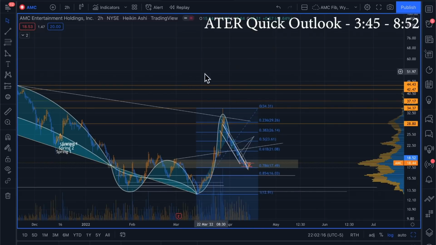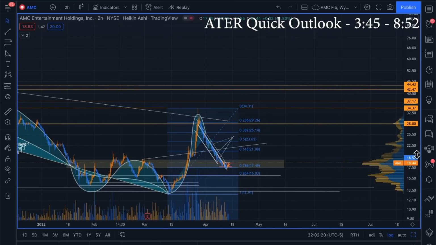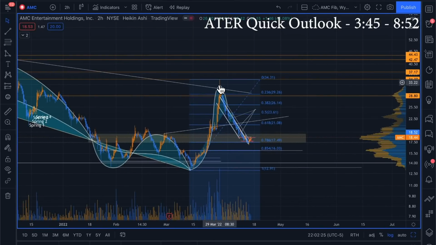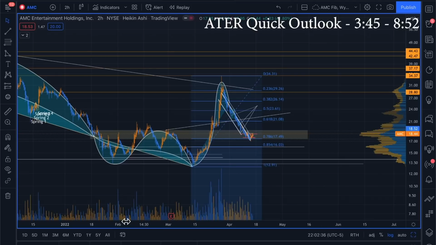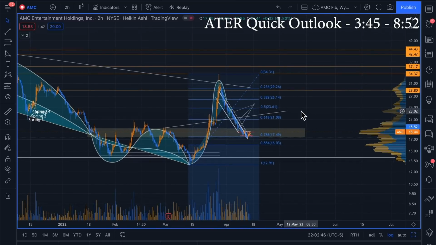But the whole point of me saying this is that this is very similar to the setup that we now see with ATER. It finally broke out and it's running hard and you're like, oh, there's no way it's going to stop. And then all of a sudden it abruptly just stops, and they just dump it. In this case, it went all the way down to the 786. My scaling here is on log, but this is actually a linear scaling for my fib retracement. And it did come down to that 786 on that fib retracement.